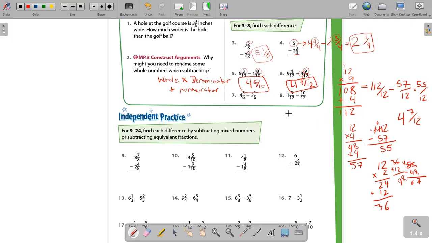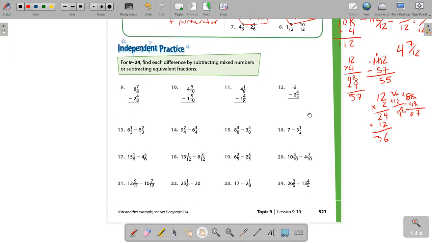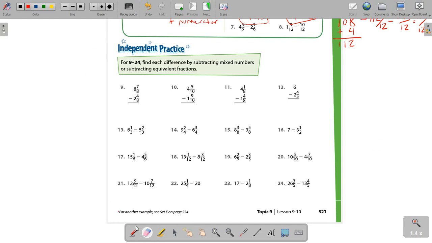Okay, so let's look at just a couple more of these. Let's scroll down because I've gotten some specific questions about some of the ones on the bottom here in our independent practice section. And we'll go ahead and erase some of our work over here so we have some space. Now let's take a look at these.